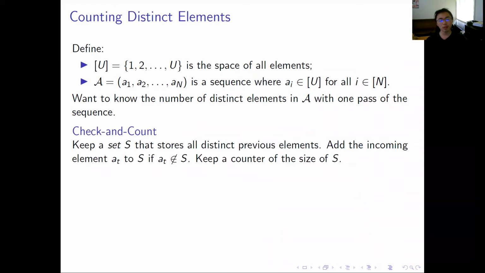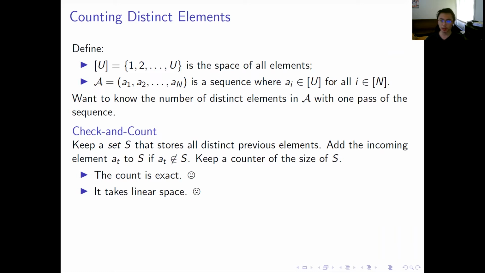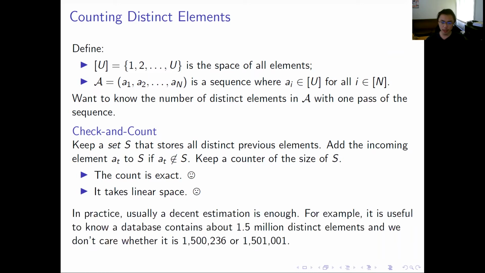The trivial algorithm is check and count, where you just do the exact counting. The good point is that the counting is exact, but it takes too much space. Especially in practice, usually a decent estimation is enough. We do not need to know the exact cardinality. So the question is, can we do better in terms of memory if we just want a decent estimation?